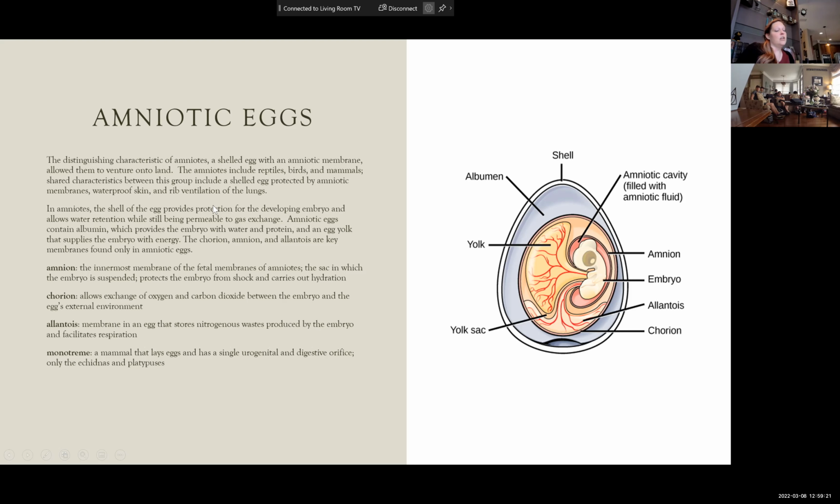So in amnios, the shell of the egg provides protection for the developing embryo and allows water retention while still being gas permeable. Amniotic eggs contain albumin, which, when we're eating chickens, is the white part of the egg, right? Egg whites are just albumin. Yeah, exactly.